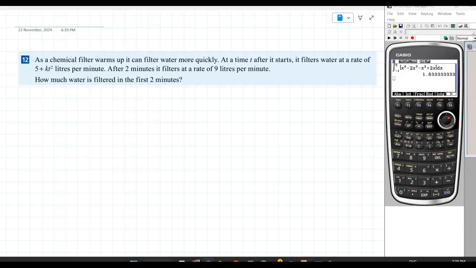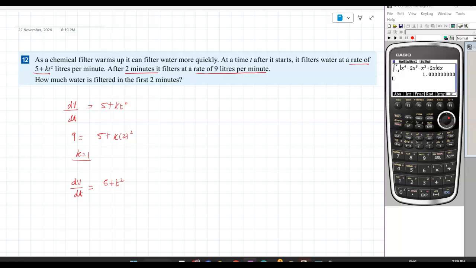So the rate of water flow is given. That means your dV by dt is given to be 5 plus K into t square. Now the rate is 9 liters per minute after 2 minutes. So after 2 minutes the rate is 9. So K is equal to 1. So dV by dt is equal to 5 plus t square.